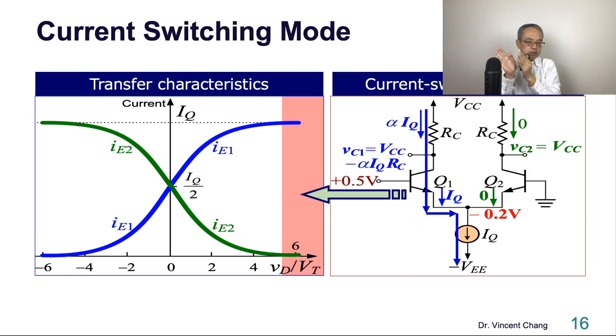If the current is going to switch to the right-hand side, it flips: the left-hand side terminal connects to the high voltage, and the right-hand side collector voltage is going to go down to 0. Logic 1 and logic 0. I just want you to know the famous emitter coupled logic uses the differential pair in the current switching mode. It's operated this way.